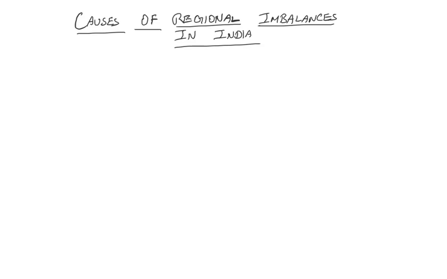So within the country is interstate. One state is developed, another state is backward, not that much developed. And even within the state, some regions are developed and some regions are underdeveloped. So that is intrastate. If that situation exists in a particular country, then we say that regional imbalances are existing in a country.